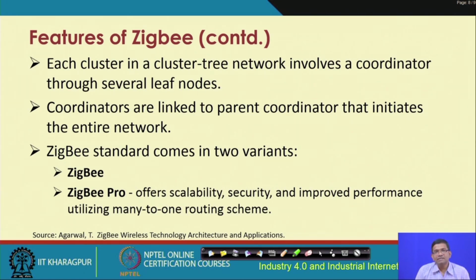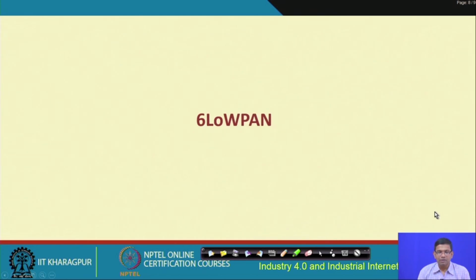The ZigBee standard comes in two variants. One is the regular ZigBee, and then there is the Pro variant, ZigBee Pro, which is attractive because it offers better scalability. That means you will have better range, and the scalability of the system can be improved. ZigBee Pro also offers better security and improved performance, utilizing a many to one routing scheme, and so on. So, these are some of the different variants of ZigBee modules.